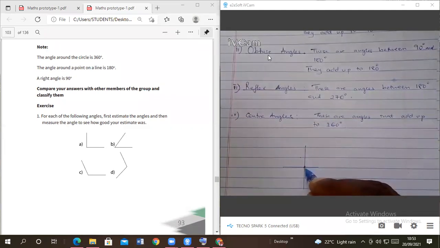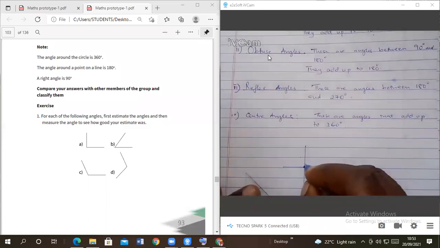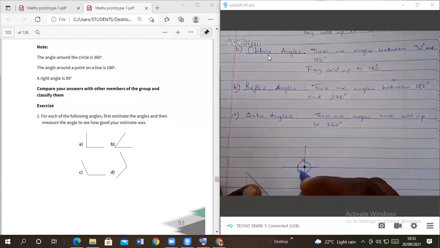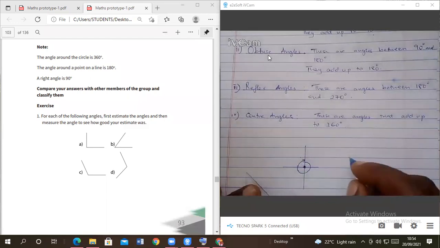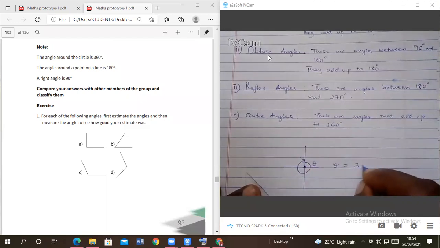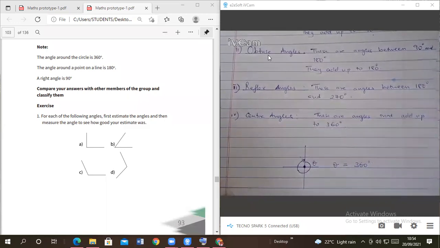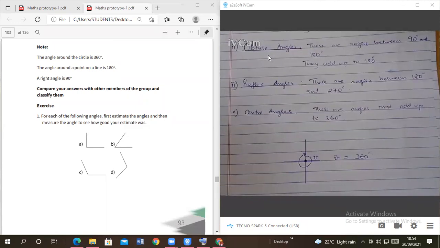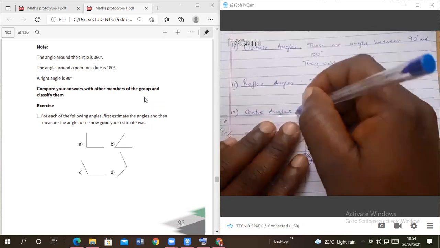So you can have different angles here. If you start measuring from this point, moving like this, the angle from there up to that point is what we call a center angle, and that center angle is always 360 degrees. So if this is theta, our theta is 360 degrees. Now we are going to look at how these angles are measured. So these angles are measured using which tool?